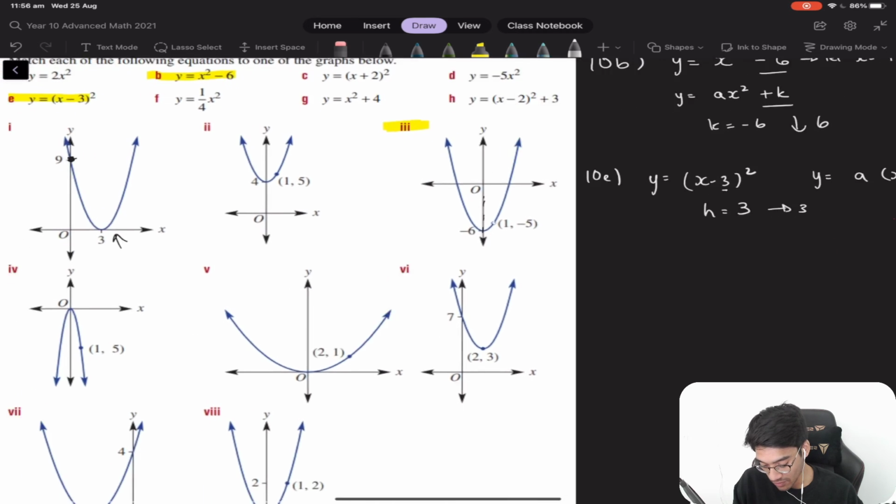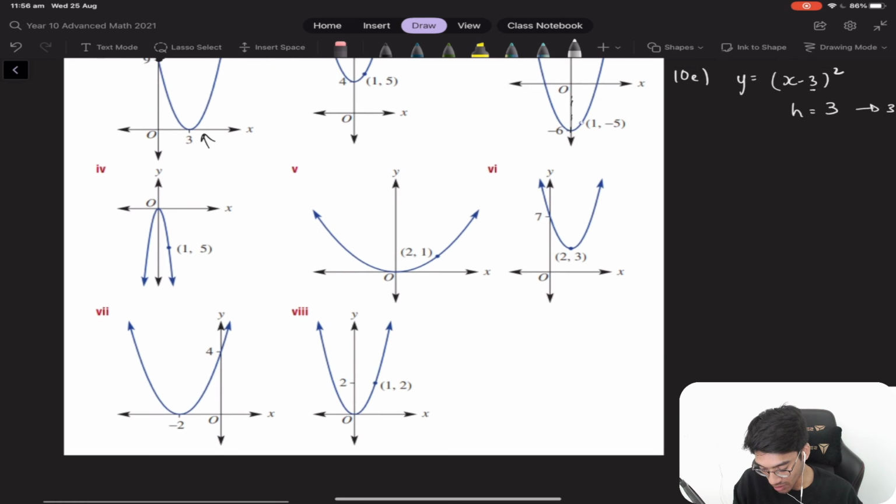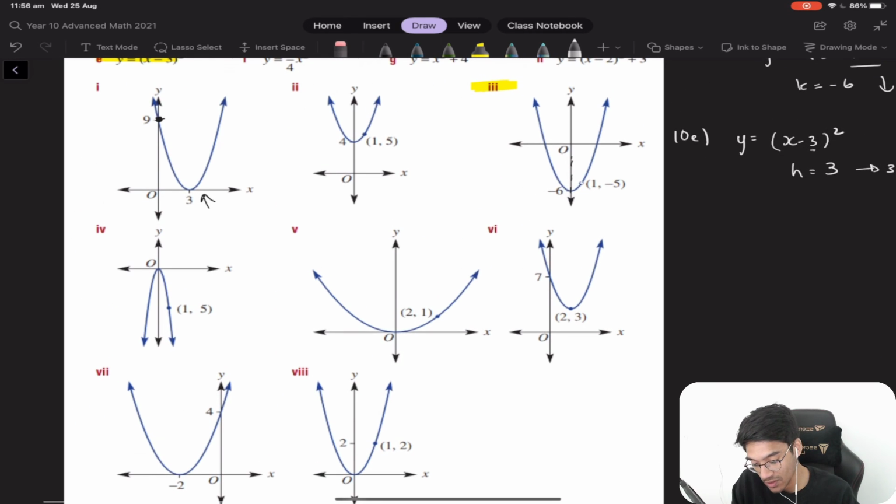So all I'm going to look for is a graph that moves 3 to the right, which is this one here. So it's I. A regular parabola will look like this, but this is just moved 3 to the right. It's also given us a point here, so we can double check it.